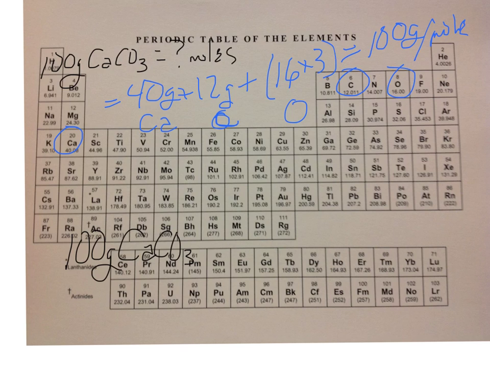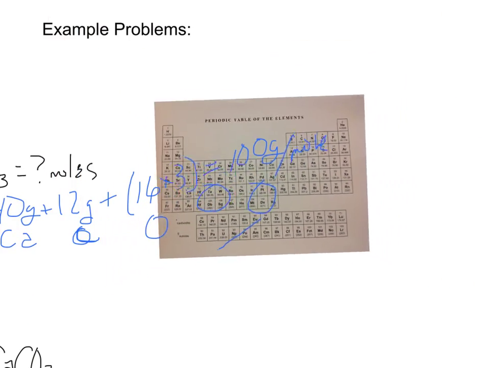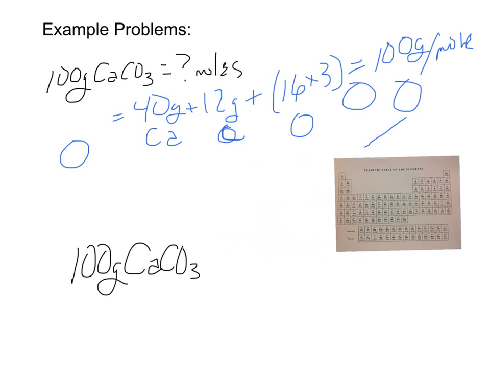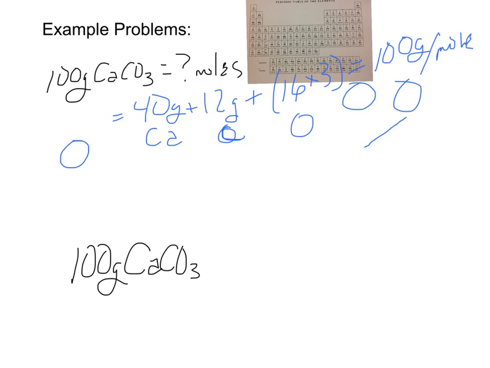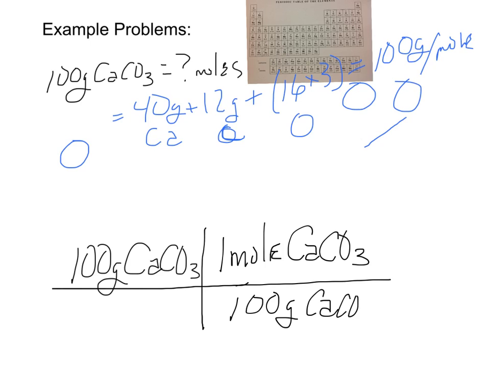is going to give me 100 grams per mole of calcium carbonate. So we'll take our periodic table here and squeeze it back down, put it back over here out of the way, and then we'll do our math. Now, we've just figured out what the molar mass is, and they want us to figure out moles. So I put my moles on top. 1 mole calcium carbonate is 100 grams of calcium carbonate.